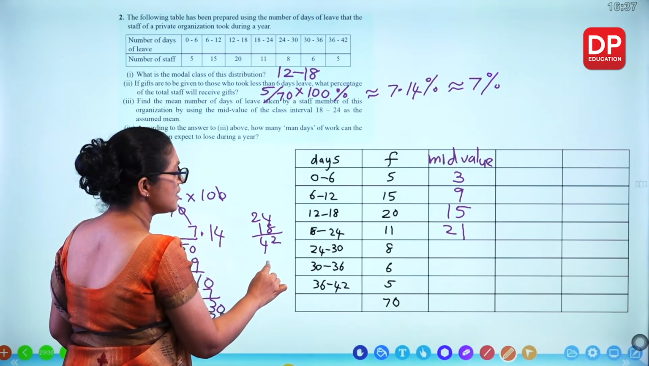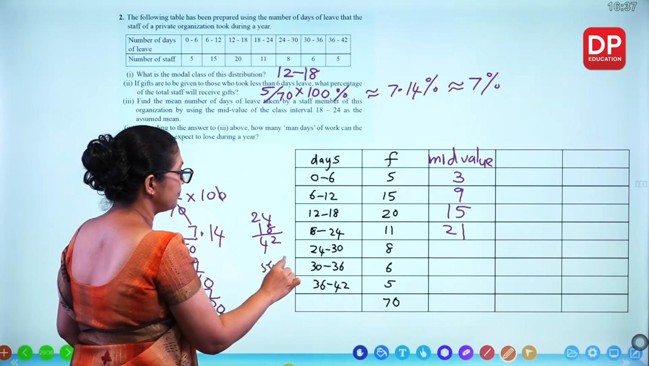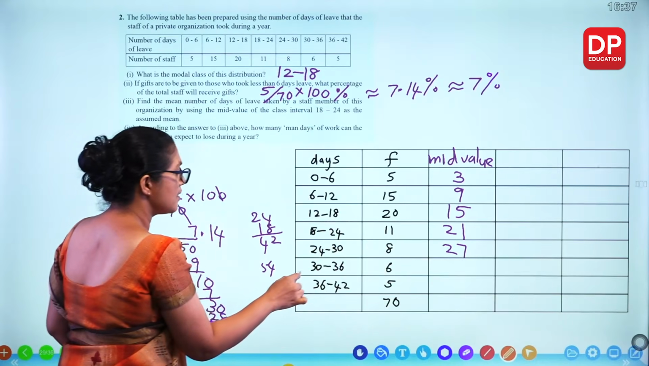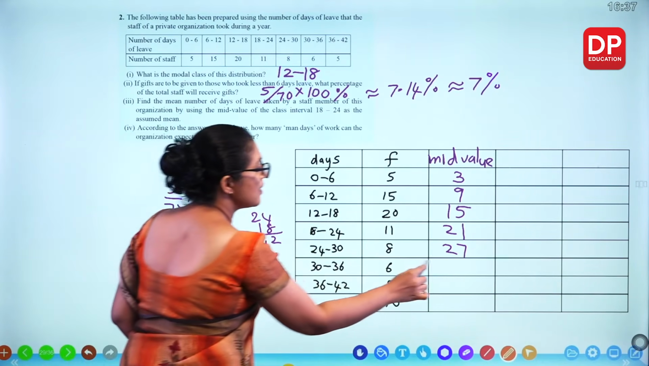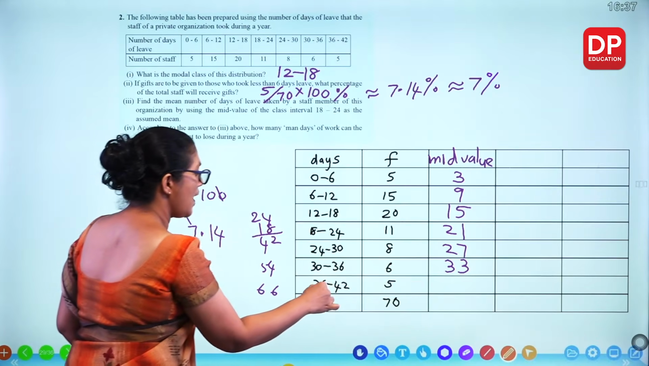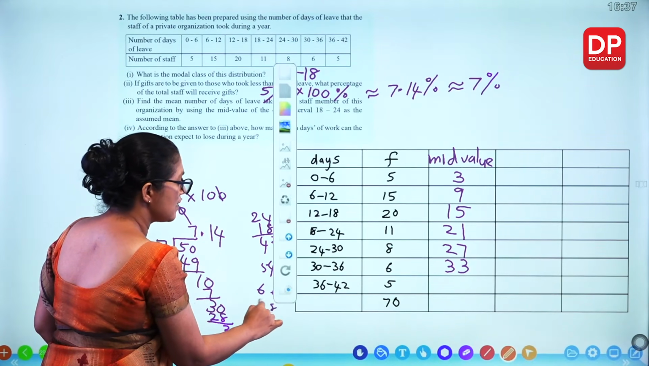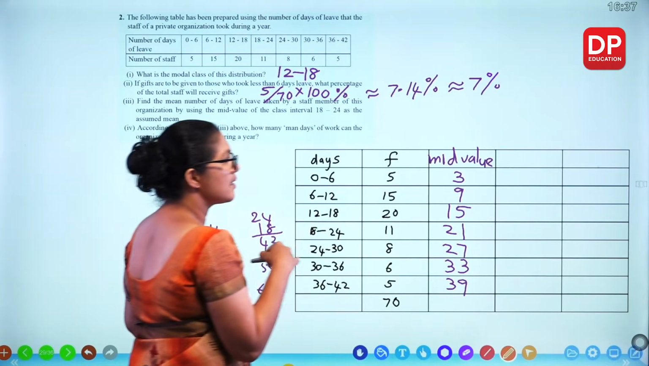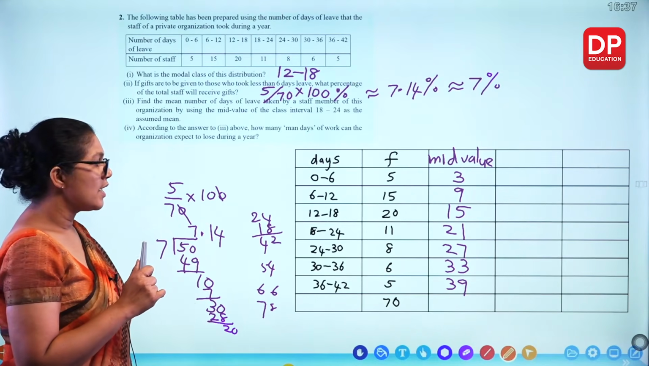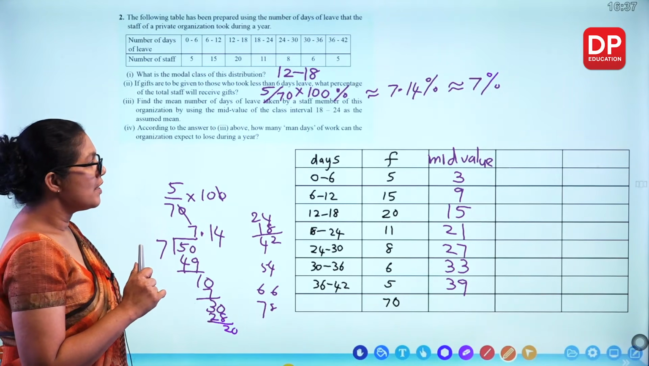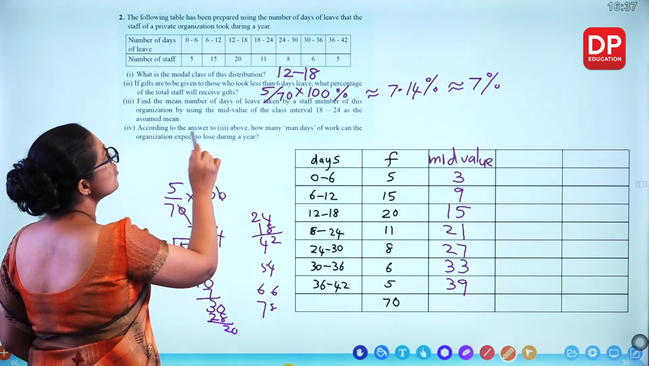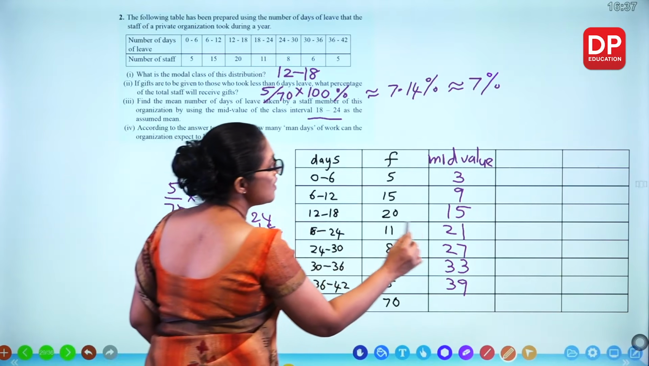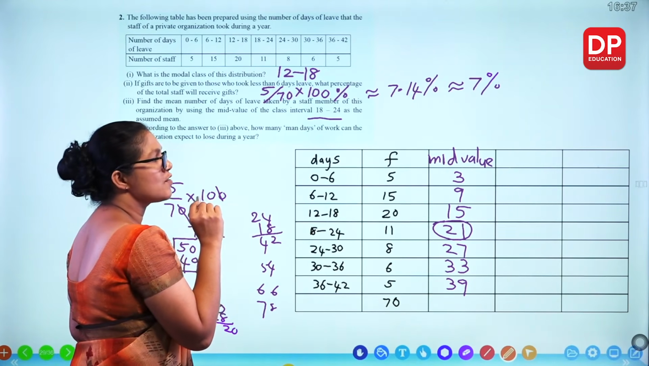Here 24 and 30, you get 27. 66, 33, and this one you get 78, divide by 2, 39. Those are the mid values. So here how do we find the assumed mean? They mentioned to take the 18 to 24 interval. 18 to 24 is this. So the assumed mean we have to take as 21.